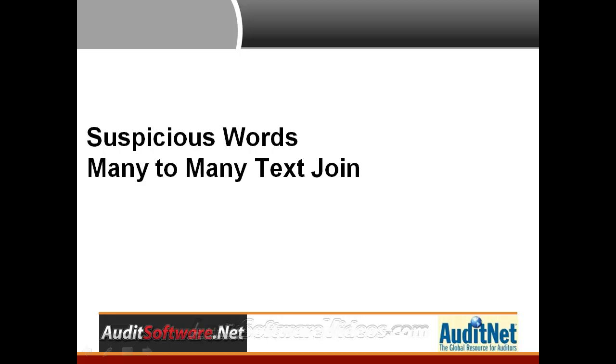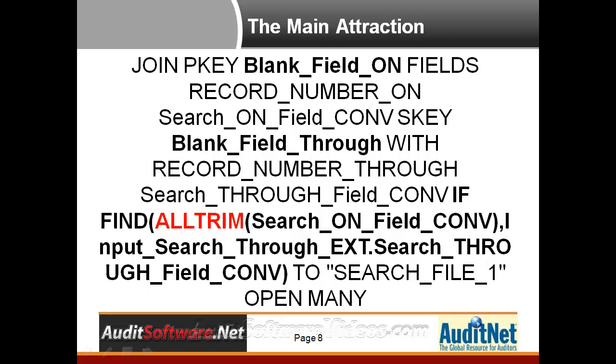So starting it off, the suspicious words many-to-many text join is what we'll talk about, and we wanted to show you this first slide that really walks you through it, as much as it looks like a lot of gobbledygook. For the most part, I'm not sure you can see my actual mouse, but as you look through this particular command, it's basically joining on a blank field and then joining on another blank field, which is weird.